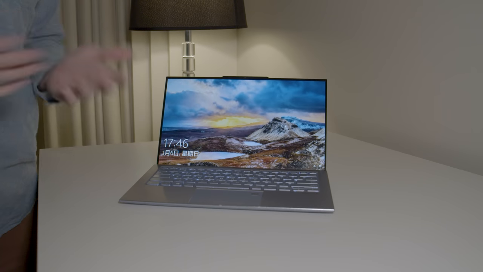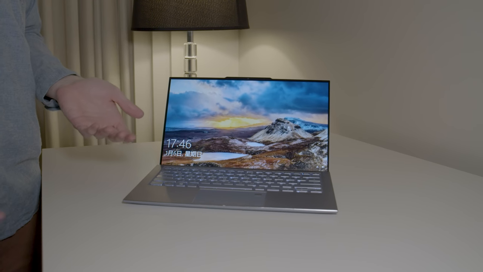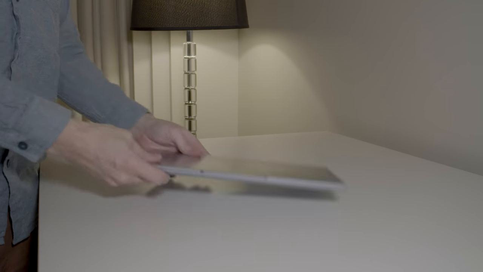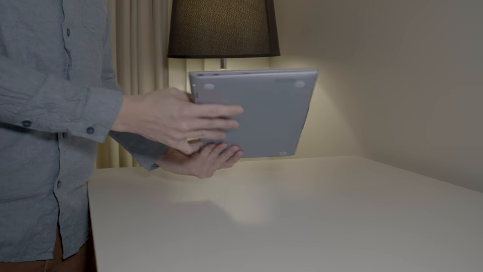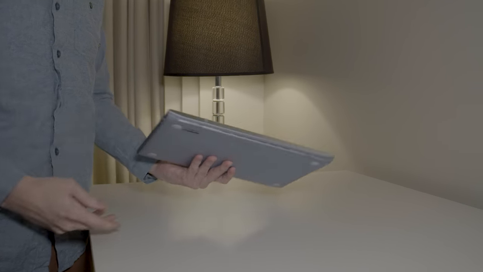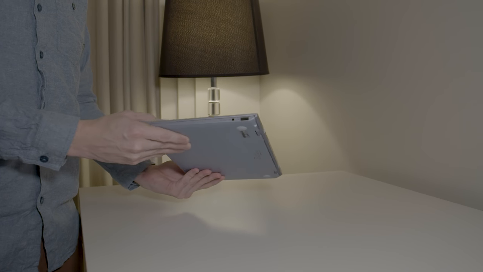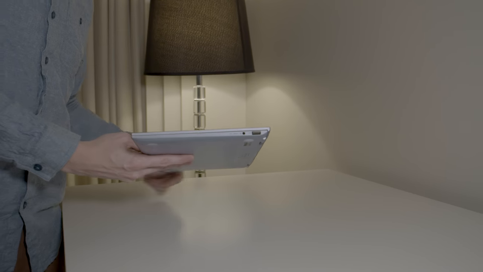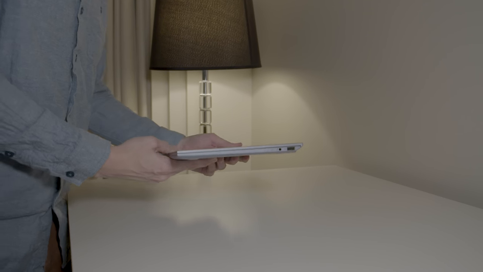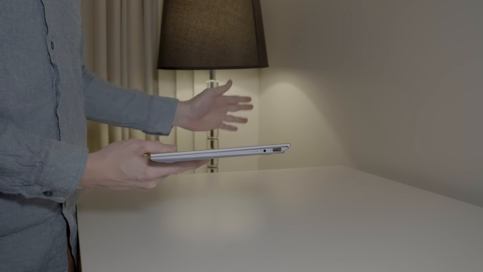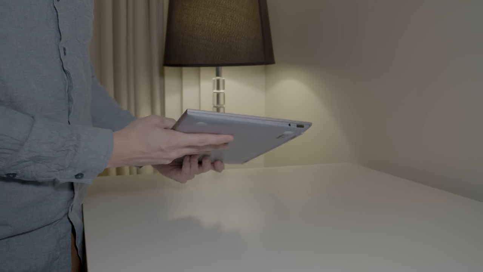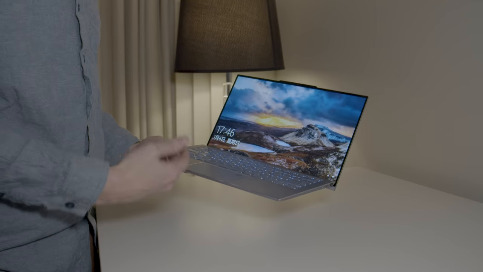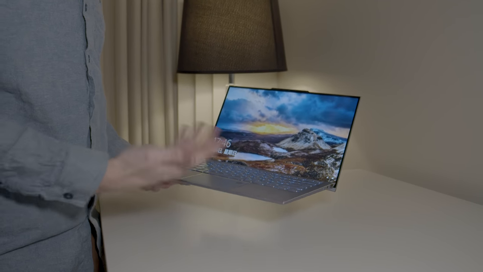Now, otherwise, the Zenbook 13S is going to be a mainstream Zenbook, and just looking at it, this is a thin and light system with premium build quality, but it's probably not going to have too extravagant of a price. Pricing has not been announced, but it sounds like it's going to be pretty similar to other Zenbook 13 models.